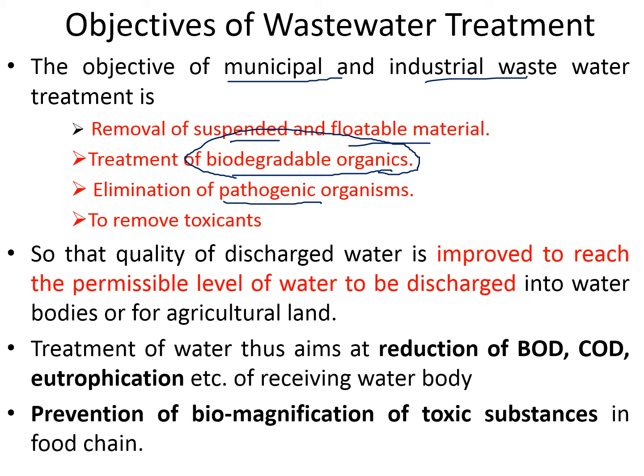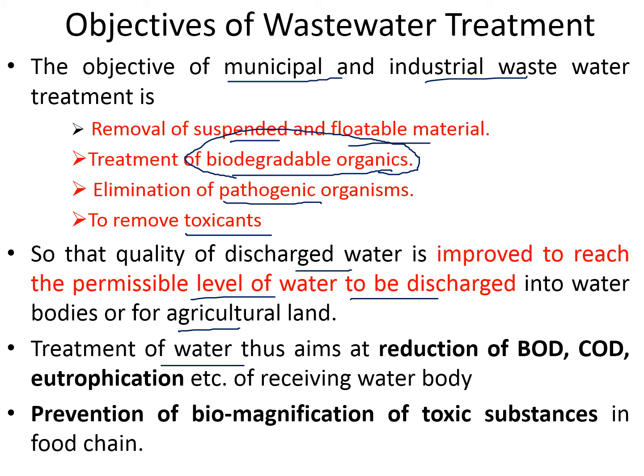Elimination of pathogenic microorganisms, because as you know they are harmful. Also to remove the toxicants if they are present, so that the quality of discharged wastewater, after treatment, is improved to reach the permissible level for the water to be discharged into water bodies or onto agricultural land. So it has to fulfill certain requirements, and as per those standards you have to treat that wastewater. Generally the BOD level has to be brought down to 20 milligram per liter, and the COD level has to be brought down to 100 milligram per liter as per our Indian standards.